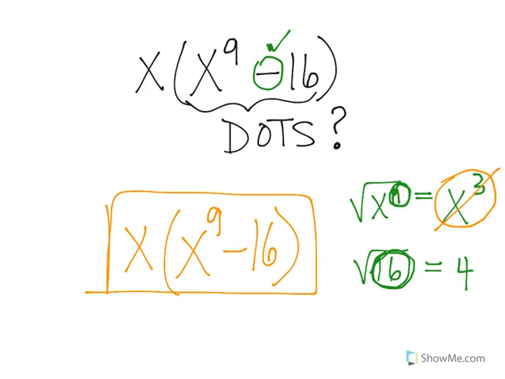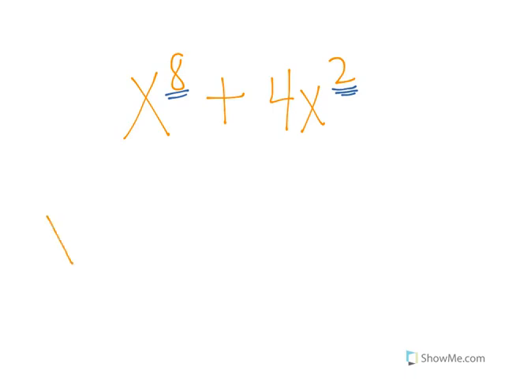And we will do another one for good measure. So let's consider x to the 8th plus 4x squared. So the GCF I can see here is x squared, right? We want to steal the lower of the two exponents. So x squared is our GCF.